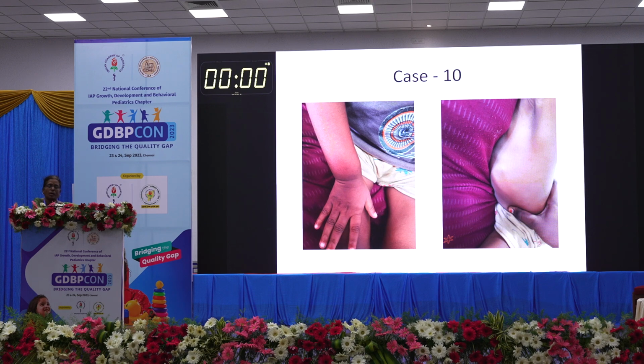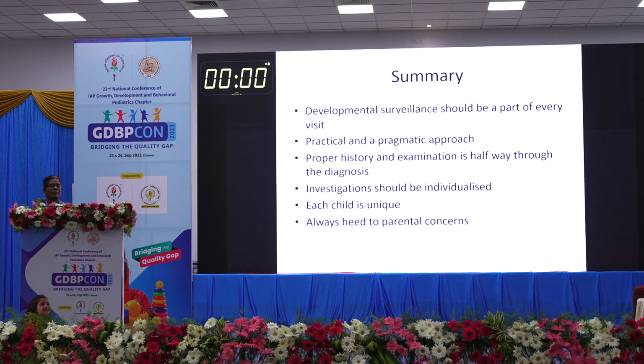There is no harm if you miss an exotic genetic syndrome. But if you miss these treatable causes of developmental delay like nutritional deficiency, then it is a big omission, I can say it is negligence. So to summarize, developmental surveillance should be a part of every visit. There should be a pragmatic and practical approach for a child with developmental delay. Proper history and examination is halfway through the diagnosis. Investigations should be individualized, each child is unique, and always heed the parental concerns, allay their fears and reassure them. Thank you for the patient hearing.